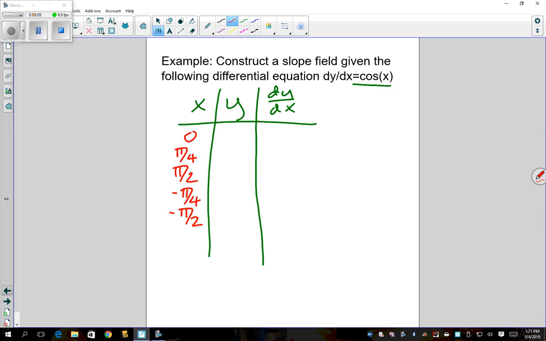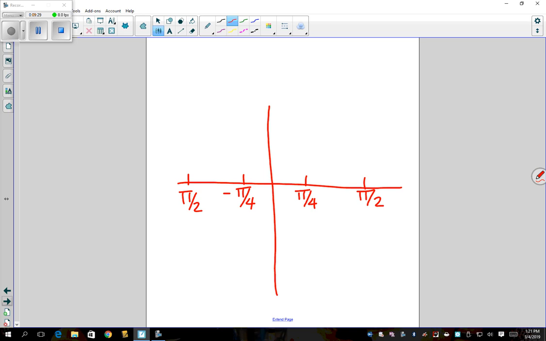And I'm going to look at y equals, let's say, 0 for all of these first. So for y equals 0, when I plug in 0, cosine of 0 gets me 1. So dy/dx equals 1. Then I'm going to go over onto my graph, and at x equals 0, y equals 0, I'm going to mark a slope of 1. Let me mark this in a different color. So this is about a slope of 1. Again, I'm not a perfect artist, but this will kind of do.